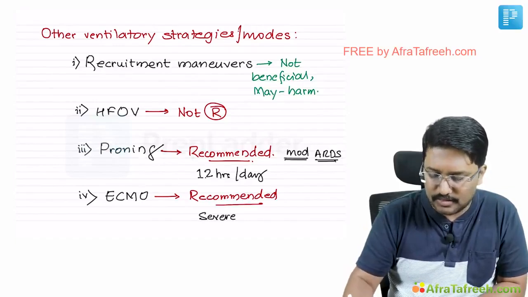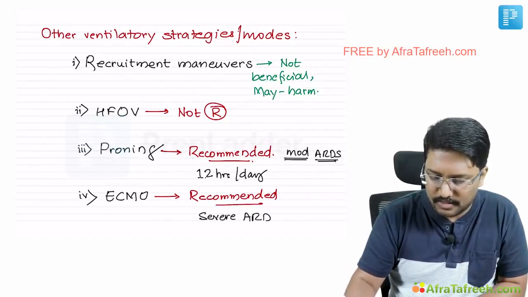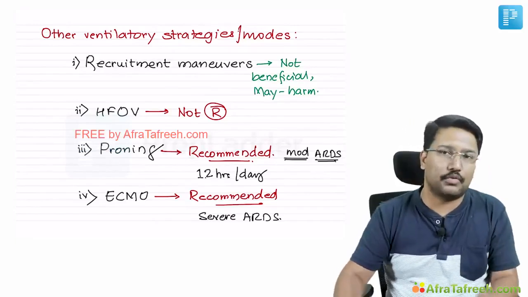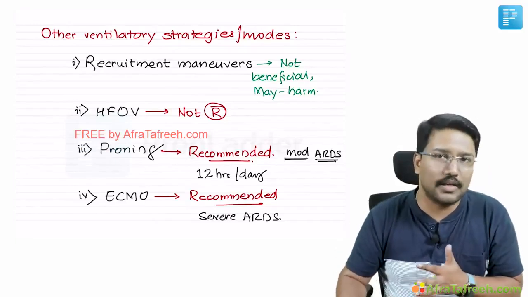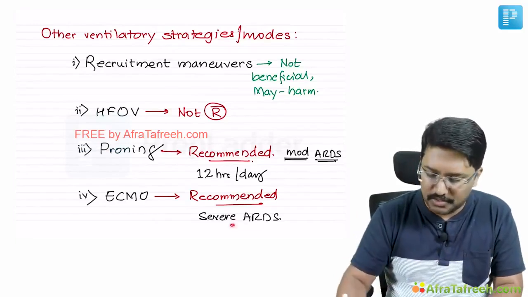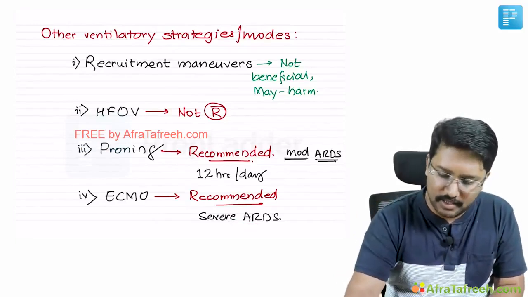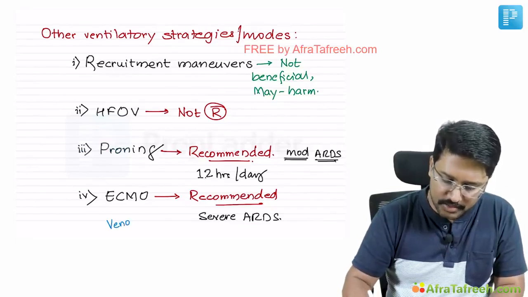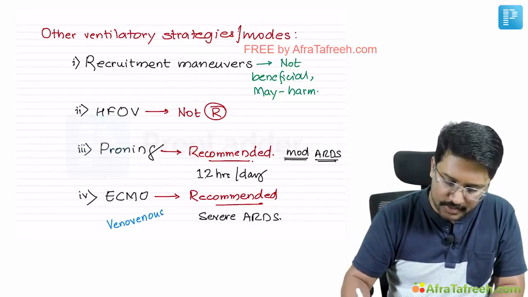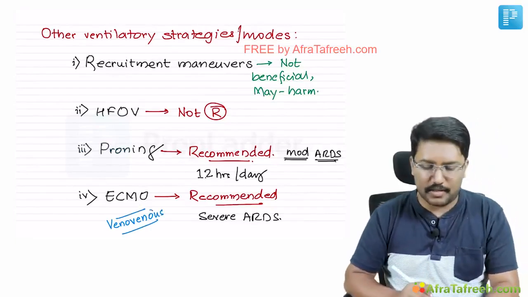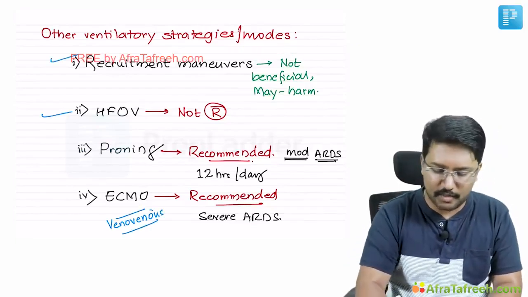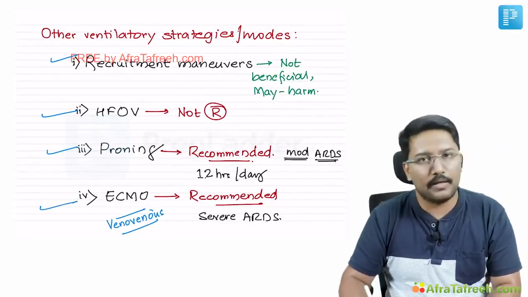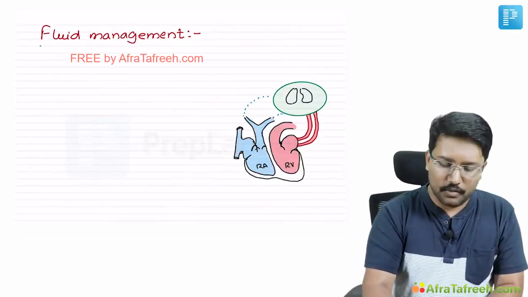So currently ECMO is recommended, not for every patient, but those who have severe ARDS. So for moderate, you can consider proning. For severe ARDS, instead of trying to build very high PEEP, trying to give 100% FiO2 to achieve oxygenation, better to go with ECMO, right? So in severe ARDS patients, ECMO is recommended, and mostly what kind of ECMO is recommended? Veno-venous ECMO is recommended. So recruitment maneuvers not recommended, high frequency oscillatory ventilation not recommended, proning yes recommended, ECMO is recommended. Okay, what about the fluid management?